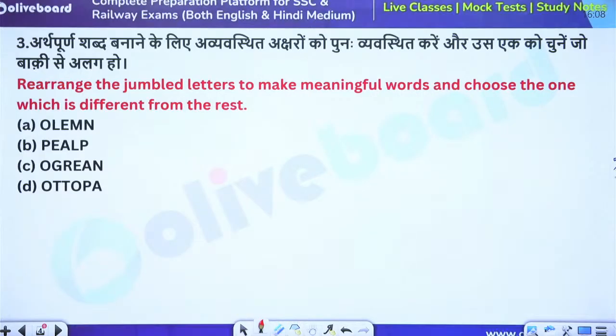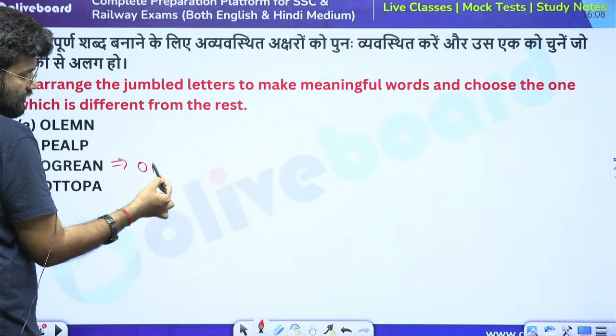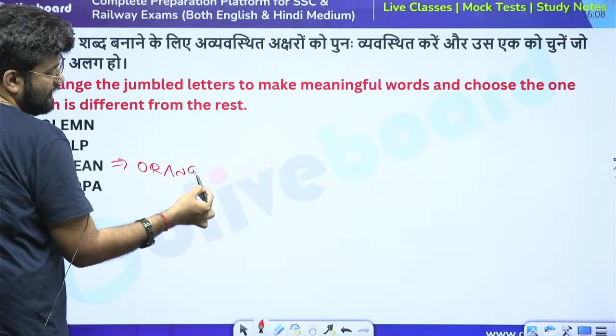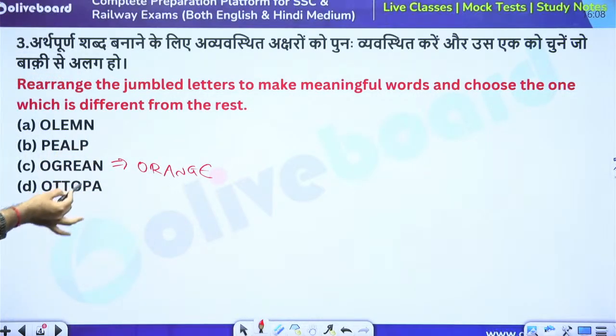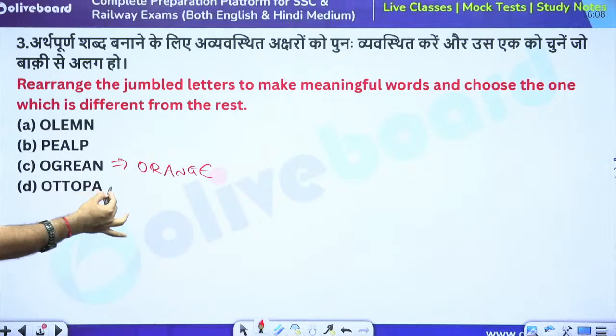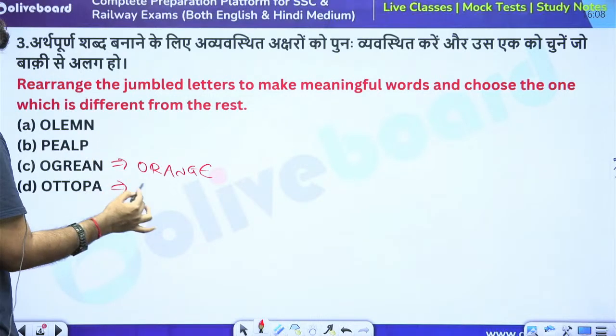Rearrange the jumbled letters to make meaningful words and choose the one which is different from the rest. What is exactly happening here? Maybe we might not get what it is all about in some of these, but the moment you see this, you will understand that this is orange. Now the rest of them, you will start figuring it out. They are not colors. They're talking about fruits and vegetables.